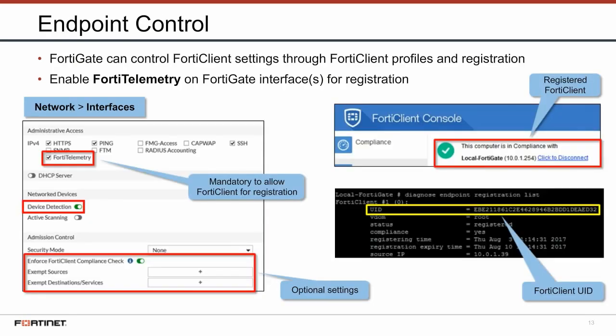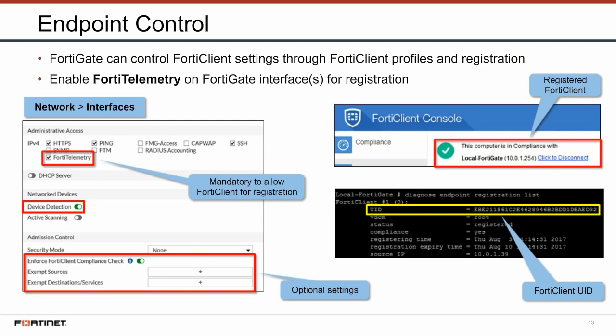FortiGate can control FortiClient settings through the FortiClient profile and registration. In order for the FortiClient to register with FortiGate, FortiTelemetry must be enabled on the interfaces facing the endpoints on the network because it listens for the connection from the devices that have FortiClient installed. FortiTelemetry is a TCP protocol used for communication between FortiClient and FortiGate, which operates on TCP port 8013.